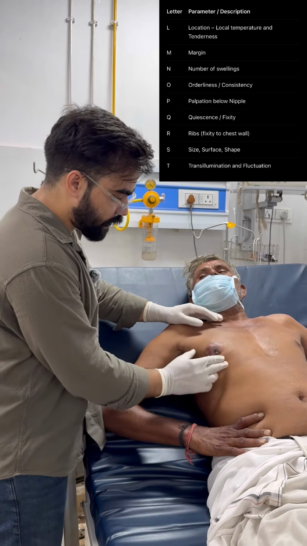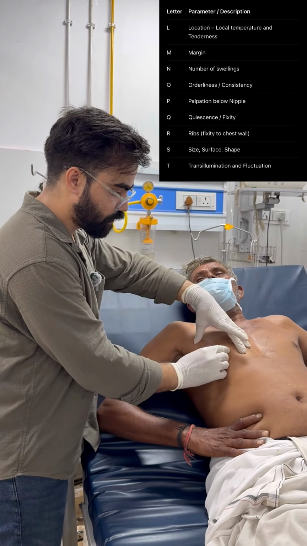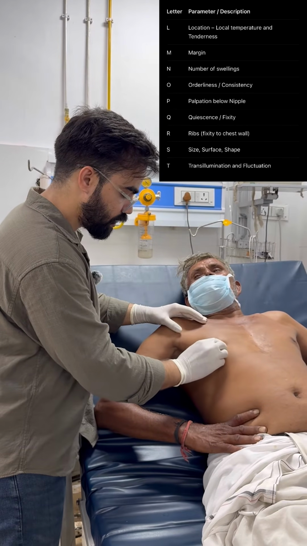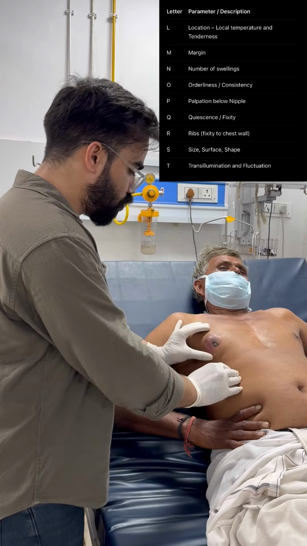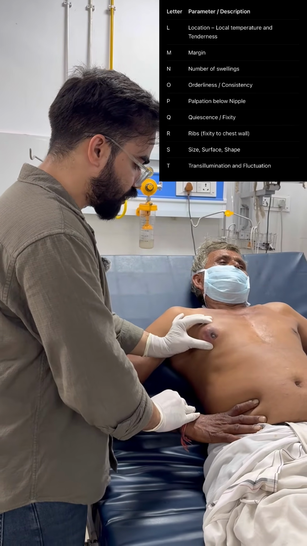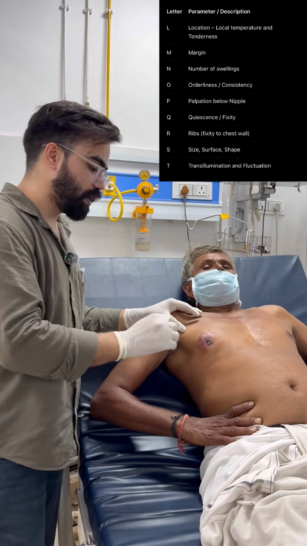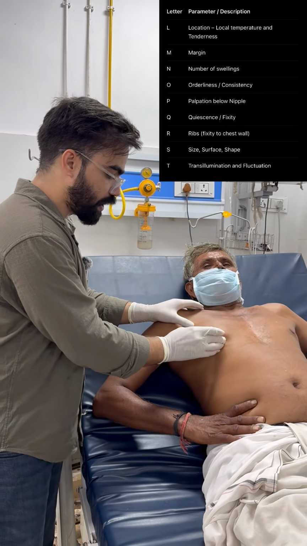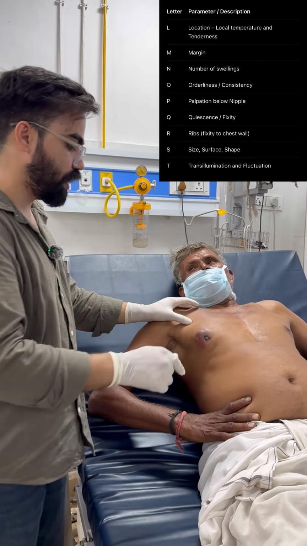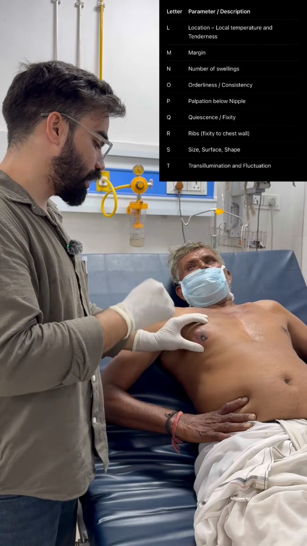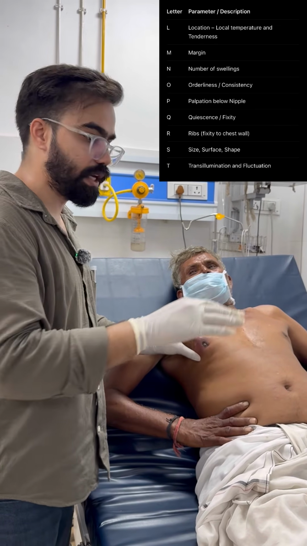Now, I will hold the swelling and move it in two directions. One, in the direction of the pectoralis muscle fibers. In this case, the swelling is mobile. Next, move the swelling perpendicular to the direction of the muscle fibers. If a swelling were fixed to the muscle, it would not be movable in the direction of muscle fibers. And if it were fixed to the underlying ribs, which is our next point, then it would not be mobile in any direction.